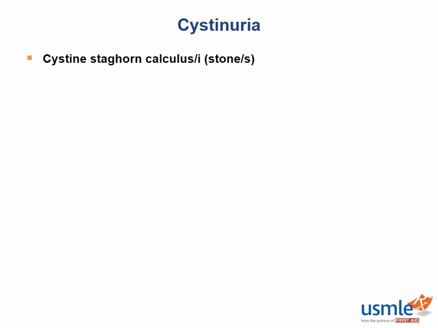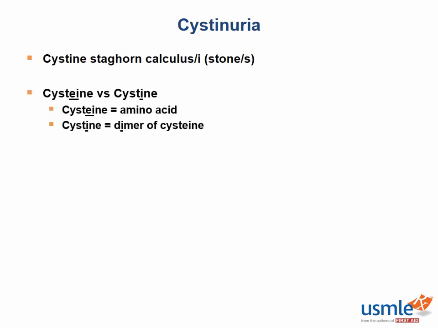One of the most important effects of this disease is that cystine can precipitate and form kidney stones, which are also called cystine staghorn calculi. So what is the difference between cysteine with an E-I and cystine with just an I? Well, cysteine with an E-I is an amino acid, whereas the one with just an I is a dimer of 2 cysteine amino acids that are connected by a disulfide bond.